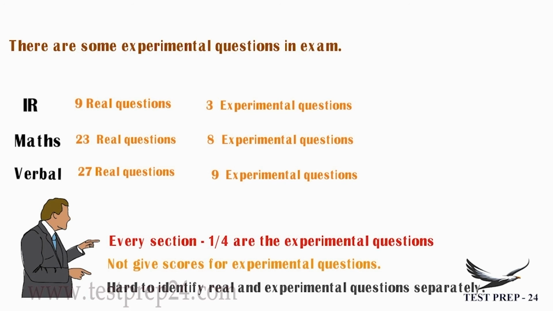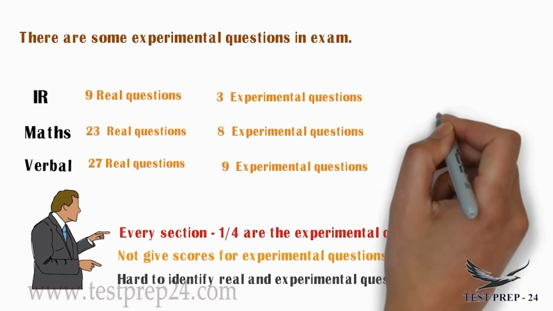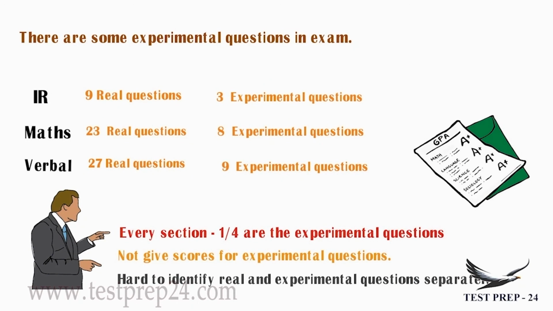The reason for adding experimental questions into your GMAT test is to segregate the questions based on difficulty level. Suppose GMAT is considering a question and most of the students answer it correctly, then GMAT considers it easy, but if most of the students answer it wrongly, GMAT will consider it a tough question. So this is mainly for segregation purposes. That's why GMAT adds such experimental questions into your GMAT exam.